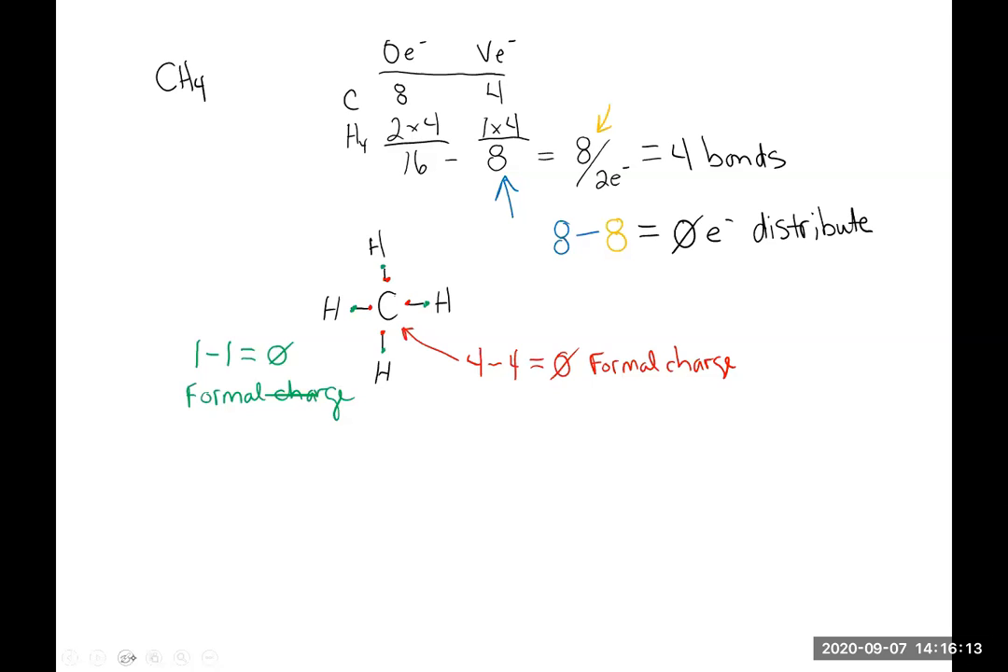And I don't mind if you use lines for the bonds. If you have electrons you've distributed around the structure, you need to use dots for those. You need to show those with dots. But if you want to use lines, for example, you could just write methane's Lewis dot structure like this, and that would be fine for me if you use the lines instead of the dots.